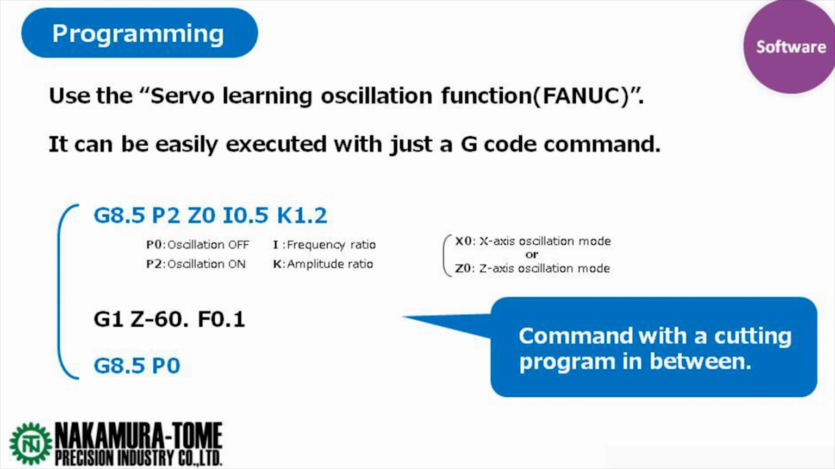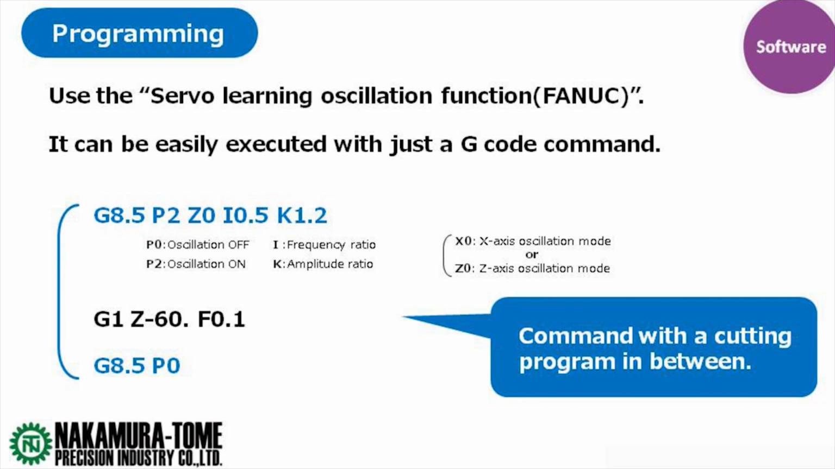Argument I is the oscillation frequency ratio. It means how many times it will oscillate per rotation of the spindle. I0.5 means one oscillation per two spindle rotations. Argument K is the amplitude ratio. This is the value used to determine the amount of return. For example, K1.2 and feed rate 0.1 mm per revolution means that the tool will return 0.12 mm.